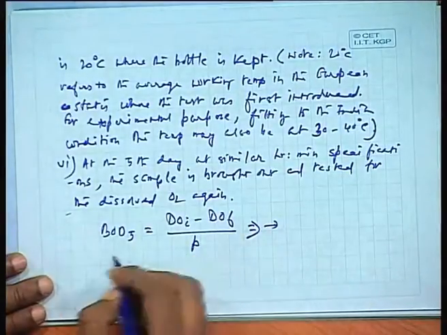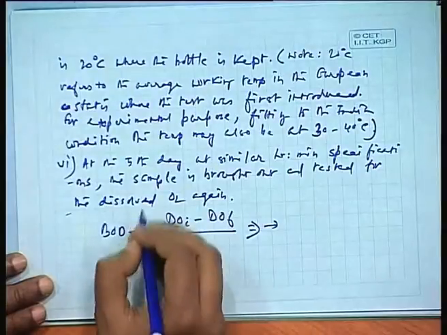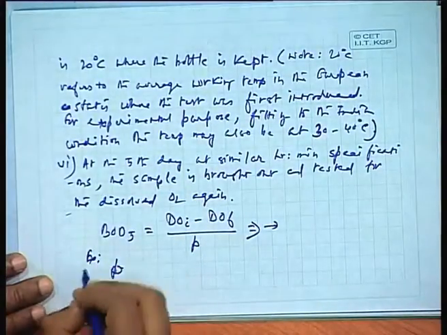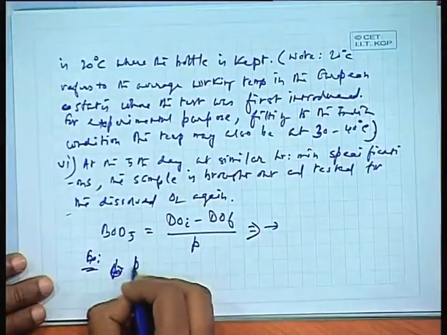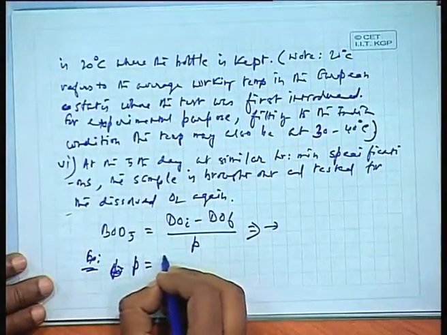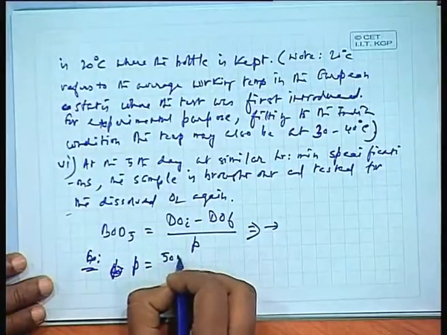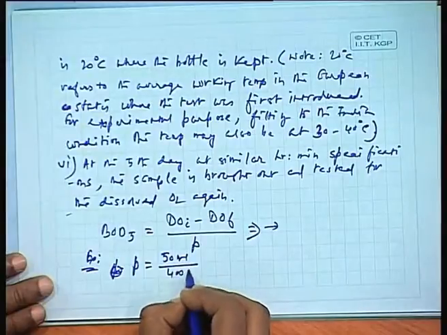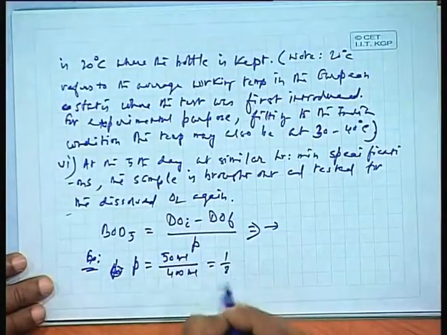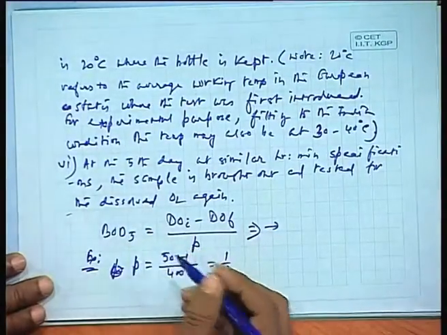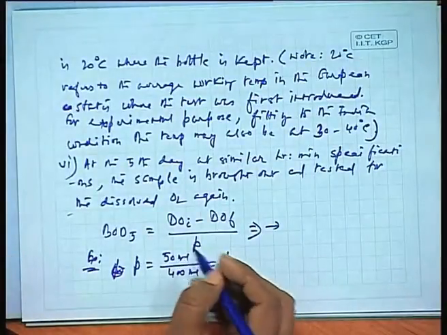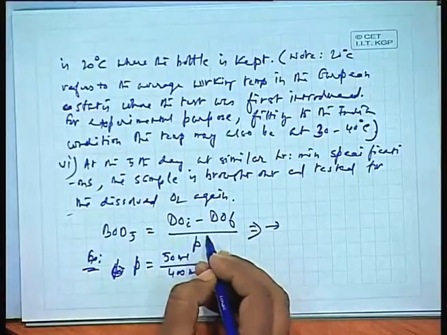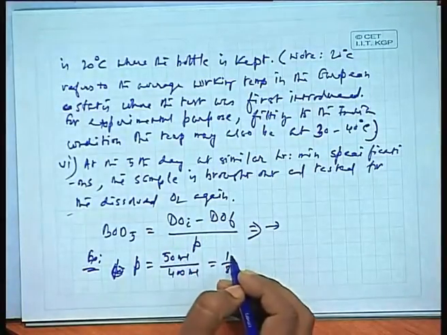This is basically a mixing ratio where, for example, if you are taking 50 ml and making it up to 400 ml, P is 1 by 8. So BOD would be multiplied by 8.